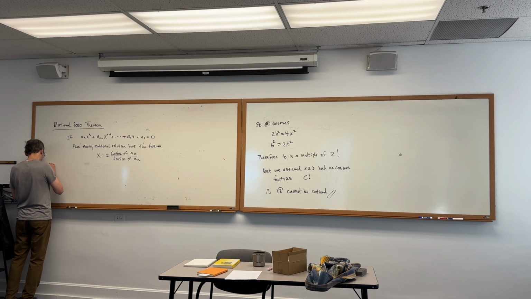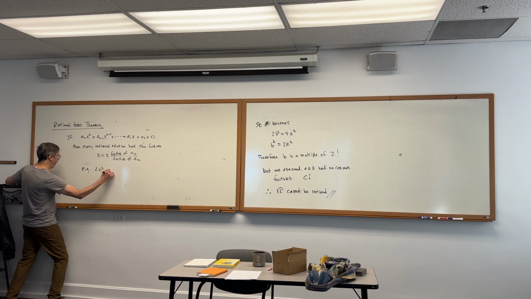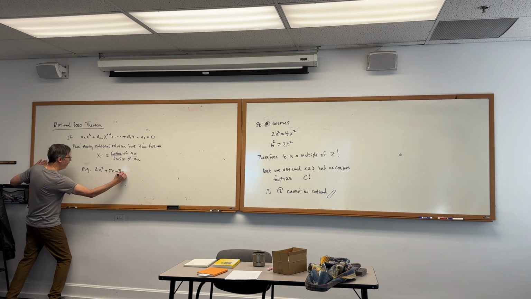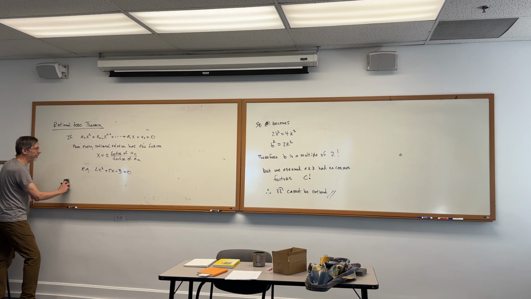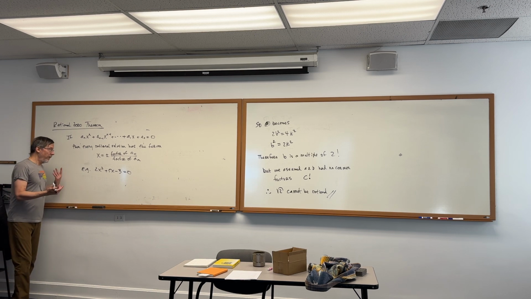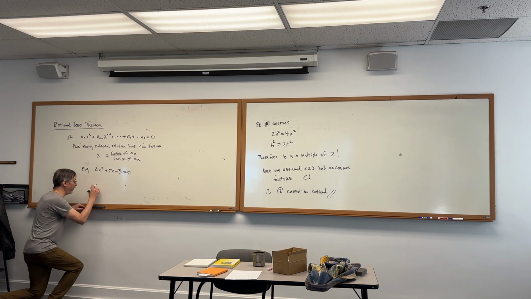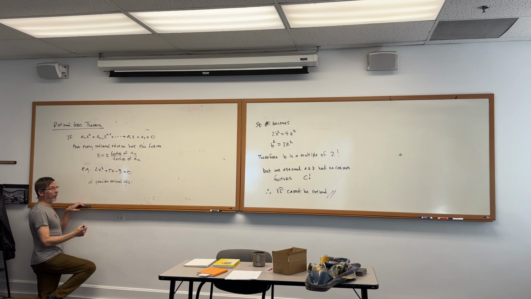Okay, so example. If I gave you this equation to solve, and we're looking to see if it has any rational solutions at all. First thing I would do is look at all the possible rational solutions. And those are going to look like this.